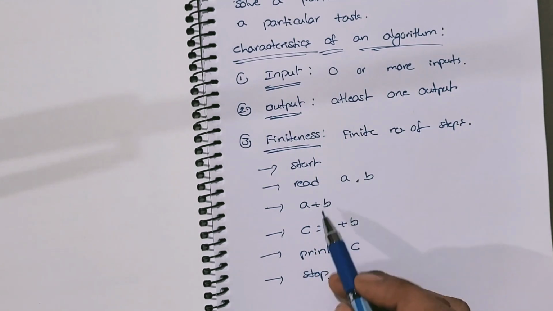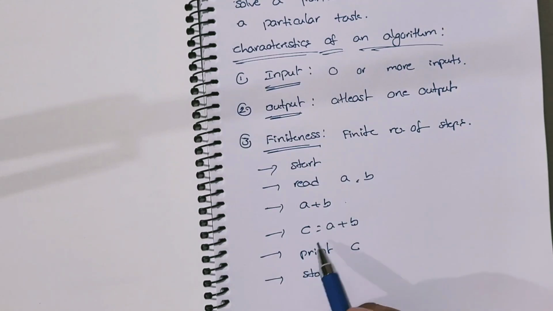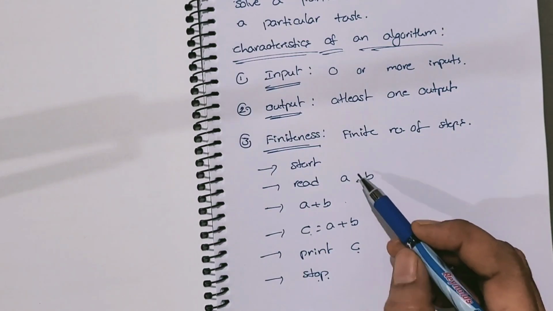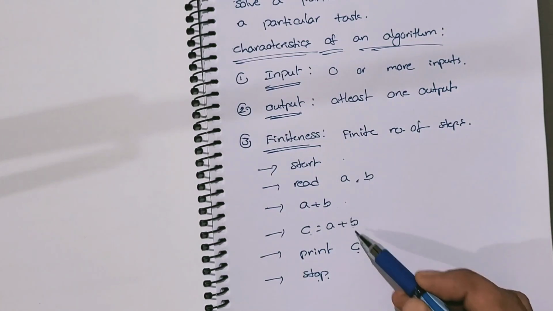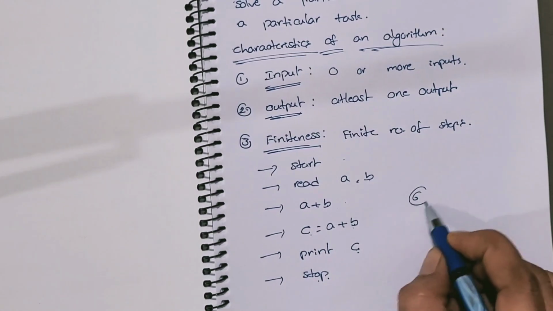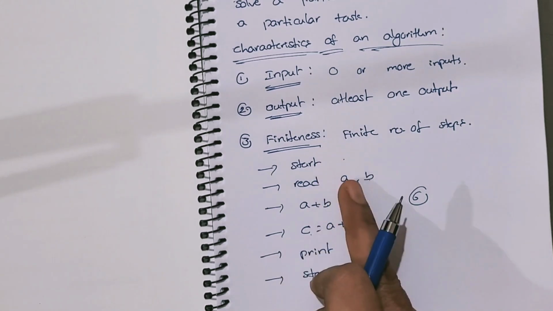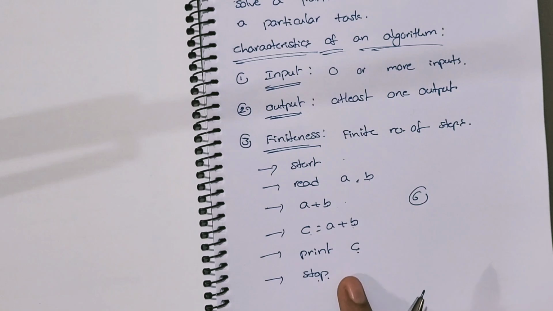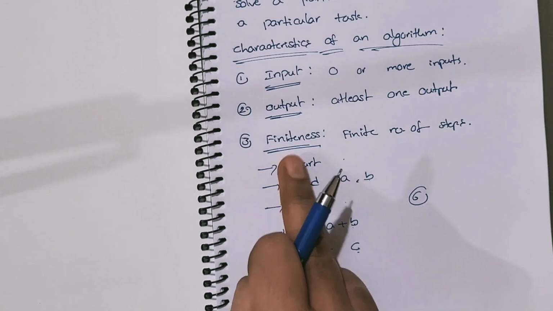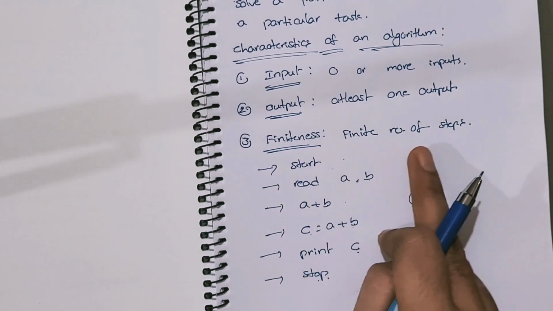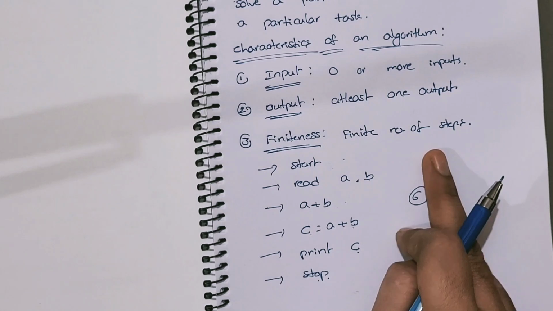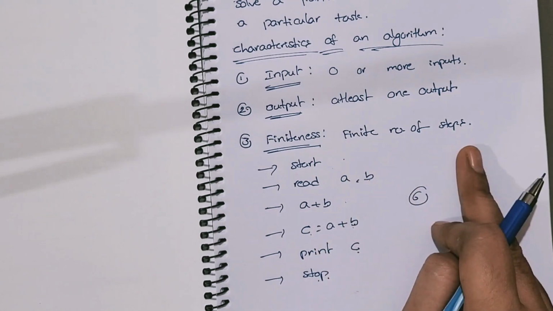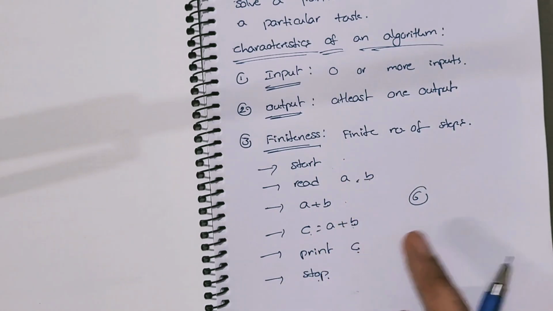So this is what you write for adding 2 numbers: start, read the 2 numbers, add them and store that result into one variable, print that result, and stop. So how many steps are there in this algorithm? 1, 2, 3, 4, 5, 6. So total 6 steps. If you are writing an algorithm, there should be a countable number of steps. That is finiteness. Finiteness means your algorithm should contain a finite number of steps, meaning a countable number of steps.